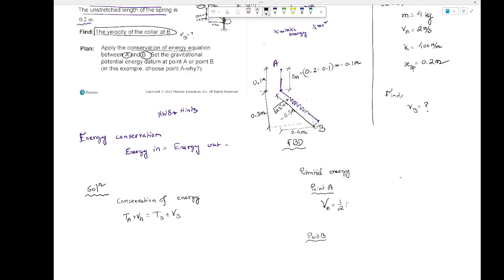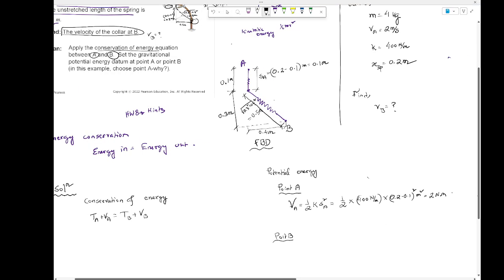half of k s squared. Now what s are we referring to? As A, right? So you can say it this way, s A. So it can be further written as half of 400 Newton per meter, that's the spring constant, times 0.2 minus 0.1 meter squared. And if you do the math, you're going to have the value of 2 Newton meter, which is the same unit as joule, right? All right, at point B, find this spring energy.